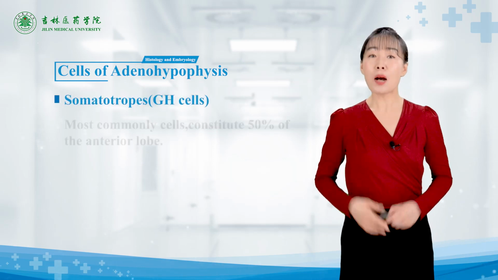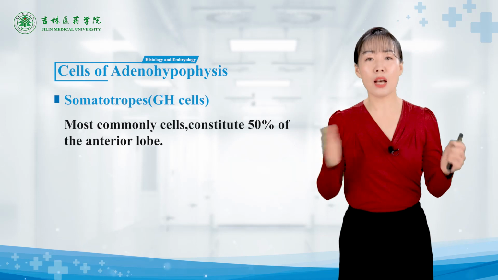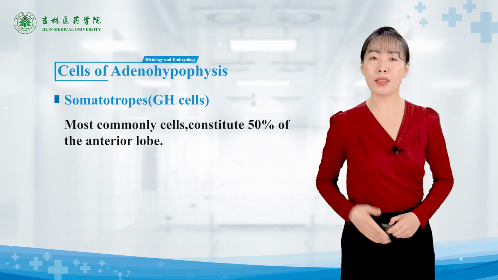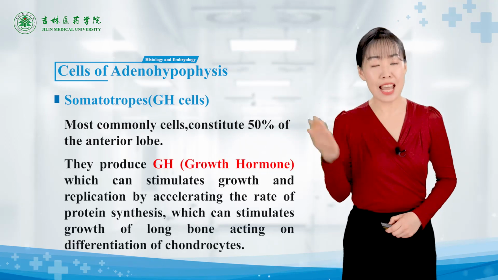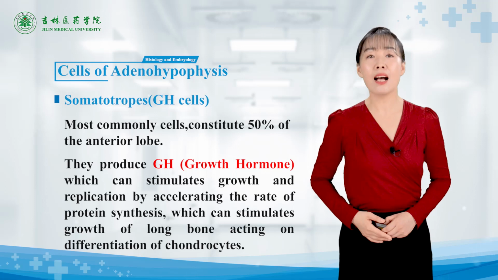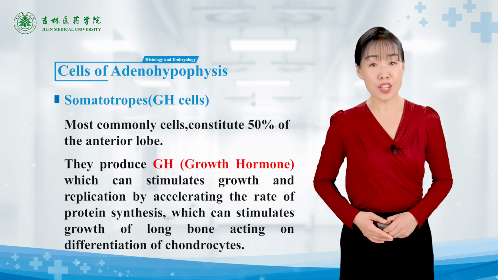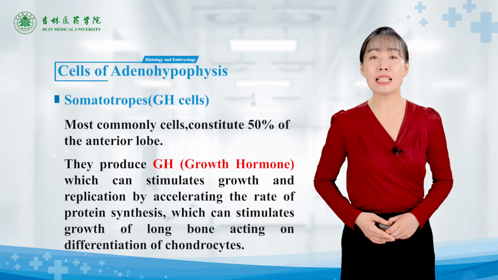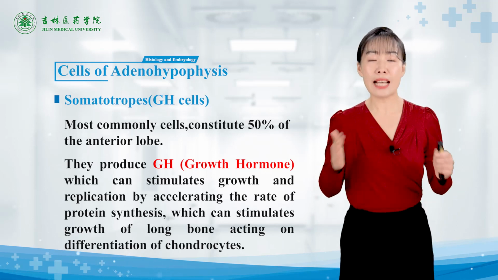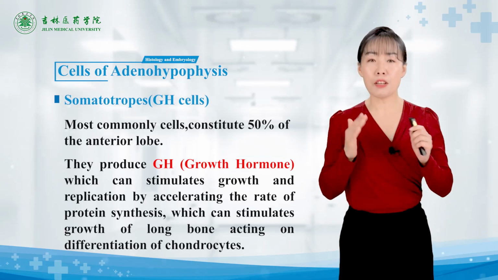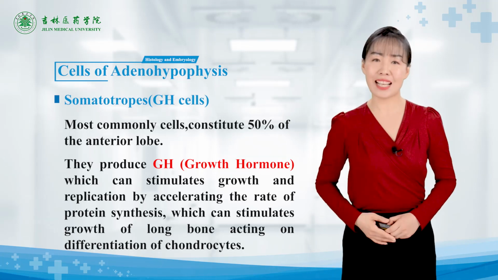somatotropes. Most commonly cells constitute 50% of anterior lobe. They produce GH, growth hormone, which can stimulate growth and replication by accelerating the rate of protein synthesis, which can stimulate growth of long bone, acting on differentiation of chondrocytes.